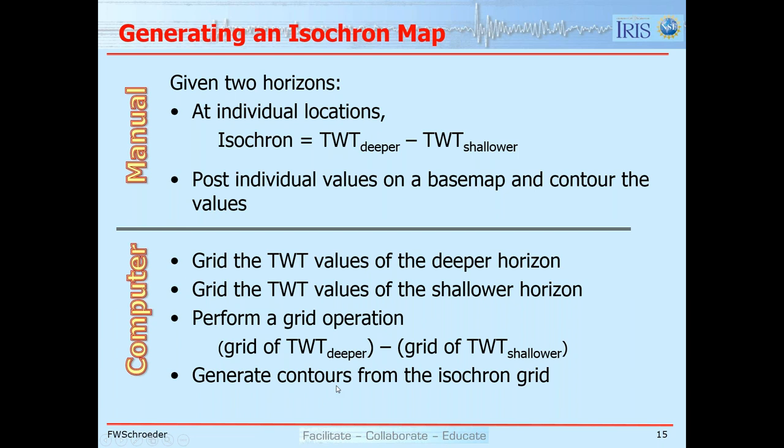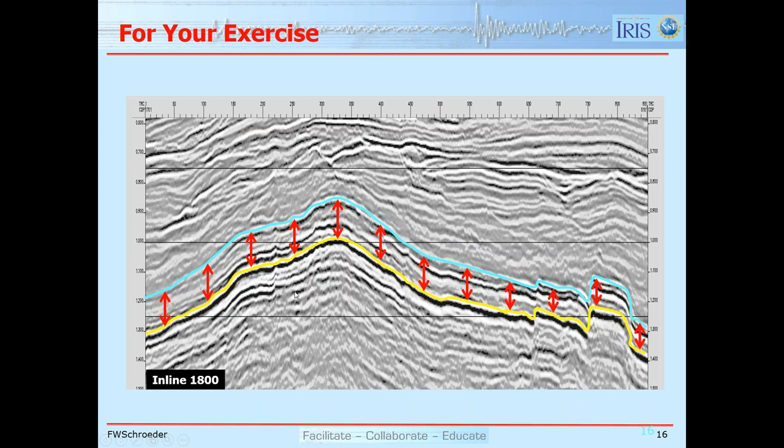There's an exercise with this particular lecture, and we have the top of the Latrobe, which is our main reservoir package in the Gippsland Basin. The yellow is the base of the reservoir unit. And so if you were to do the exercise, you can measure the time thickness from the aqua horizon to the yellow horizon, record that value, post it on a base map, record the thickness here and here and here and here, and get enough points that you could contour the values up.